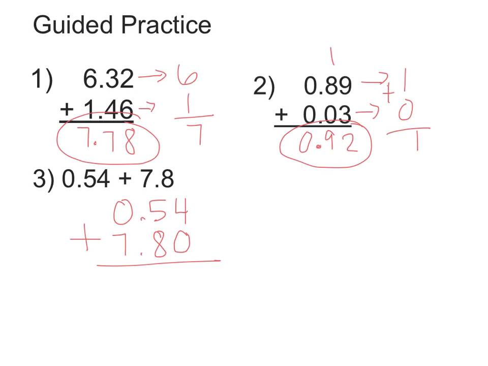Welcome back. 4 plus 0 is 4. 5 plus 8 is 13. We're going to carry that 1. And 1 plus 0 plus 7 is 8. Now, we are going to bring down the decimal. And your answer should be 8 and 34 hundredths. You are now ready for independent practice.